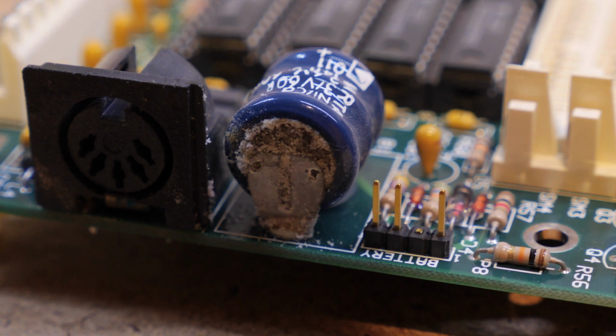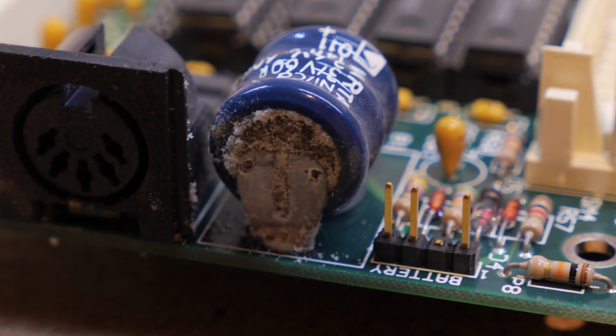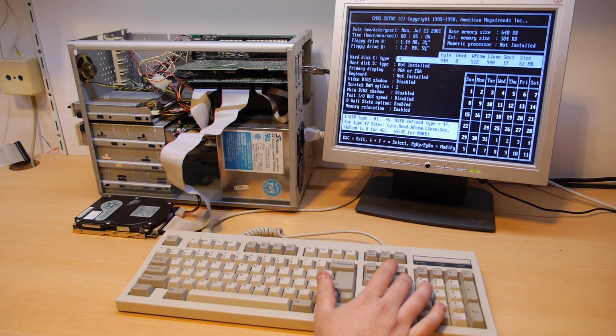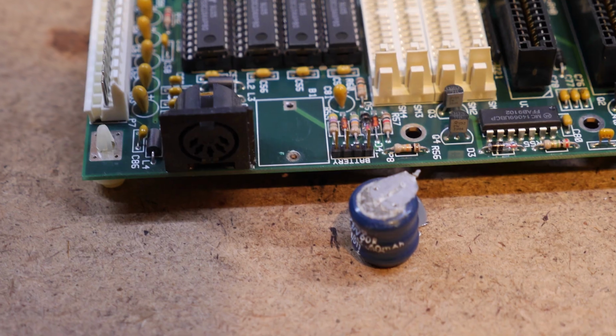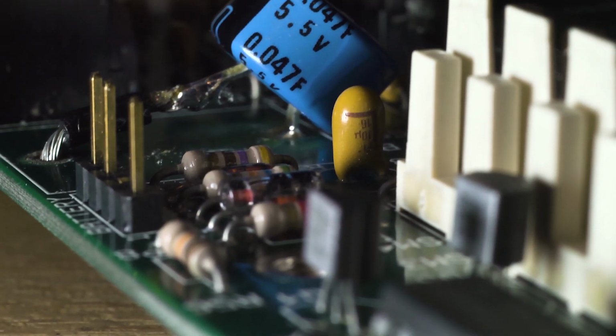We all know that leaking batteries are a big problem with retro computers. When they start leaking, they damage the motherboards. So when you get a system, you must first check, remove and replace the battery. I found a very nice solution to replace the battery.